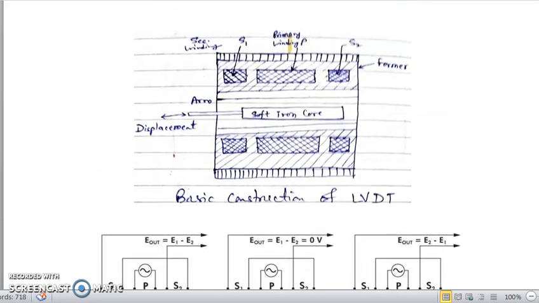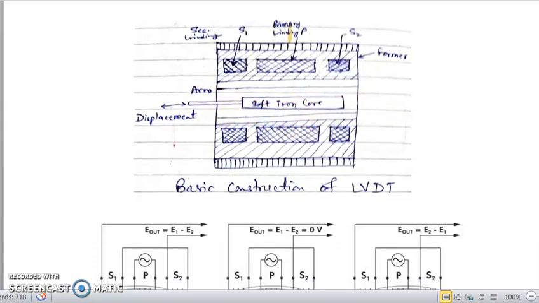construction of LVDT. This is the cut view, where this complete part is the former, and the double crossed lines are showing the windings. At the center is the primary winding, and at the two outer corners are the secondary windings. The core is inside the hollow former, and this core is displaced either left side or right side with this arm. Okay.